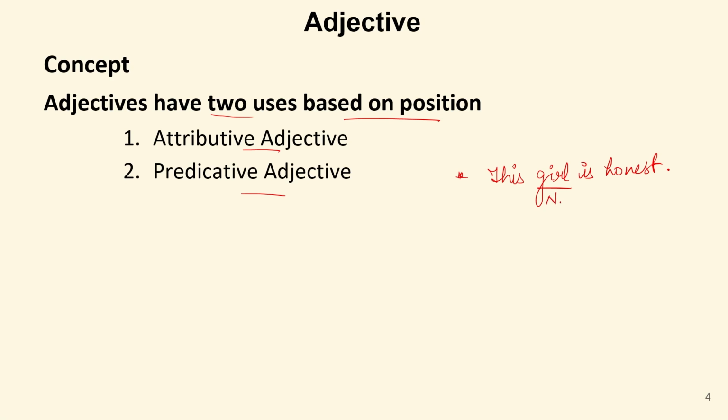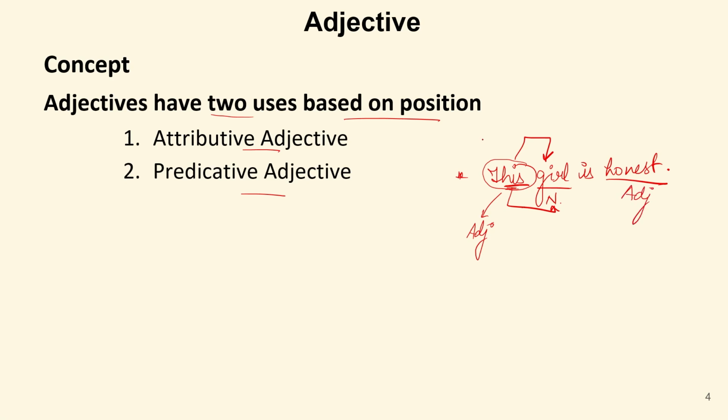First, we have a noun that is girl. Now, this word this, this girl, means we are talking about this girl only. So, the word this is qualifying this noun by indicating or pointing it out. So, this word this is an adjective. Also, in the same sentence, we have a word honest, which is telling us the quality of this girl, that the girl is honest. So, this is also an adjective.